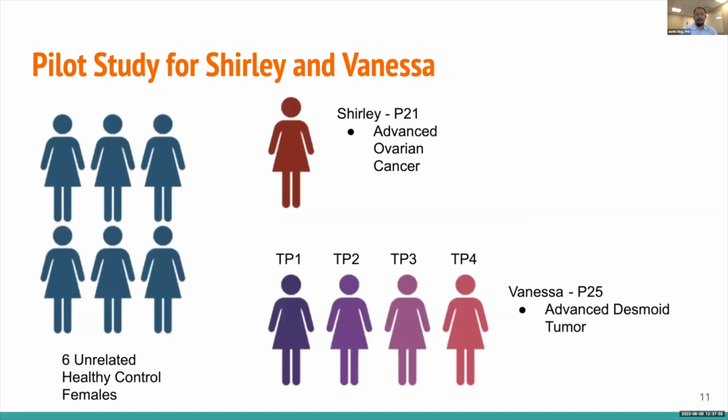I want to shift focus to the actual pilot plasma proteomic study involving Shirley and Vanessa. So in this subset of the data, we have 6 random donors that are healthy individuals. We have 1 sample from Shirley, and then we have 4 different longitudinal time points from Vanessa.